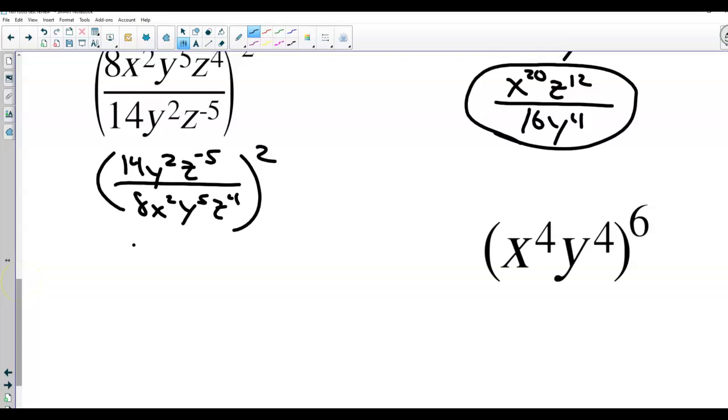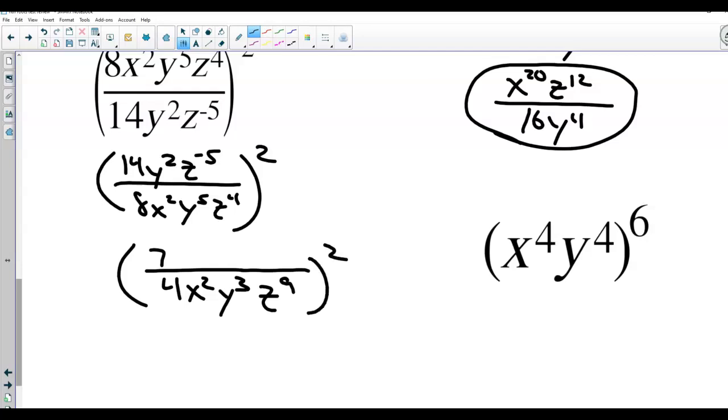14 over 8, 7 over 4. There's nothing to do with the x squared, so I leave it on the bottom. 2 minus 5 is a negative 3. So y to the 3 is on the bottom. Negative 5 minus 4 is negative 9. So it's a z to the 9th on the bottom. And then we're squaring it.